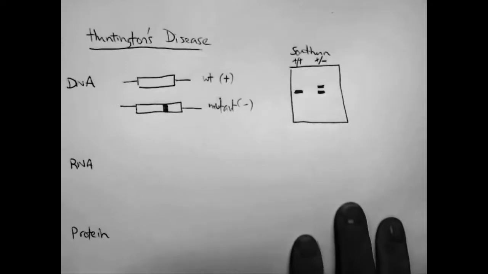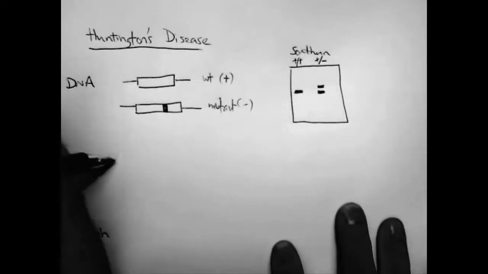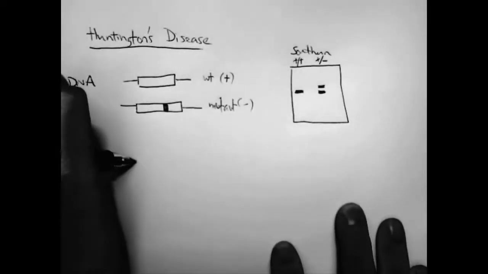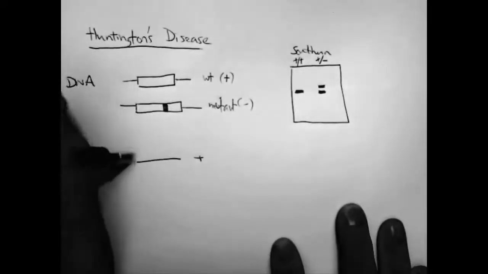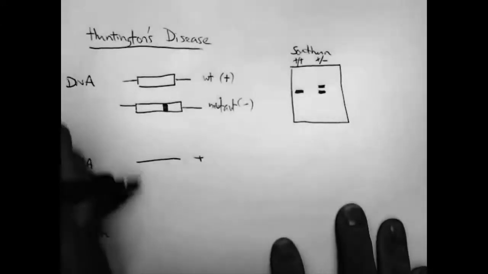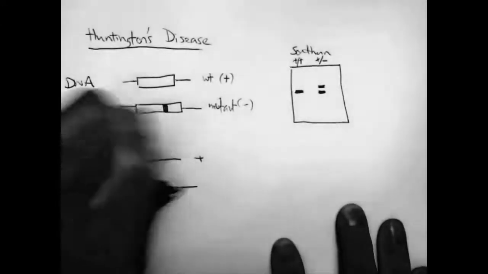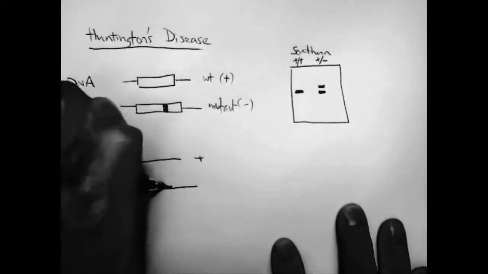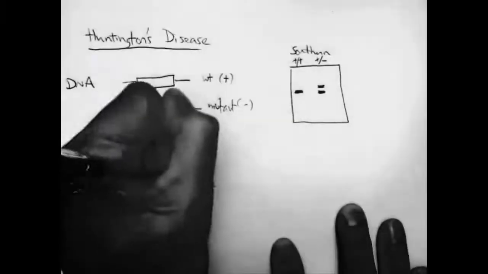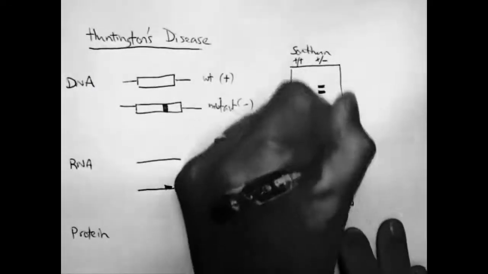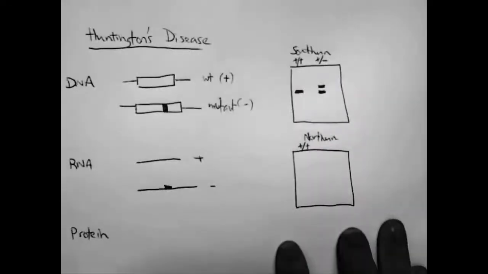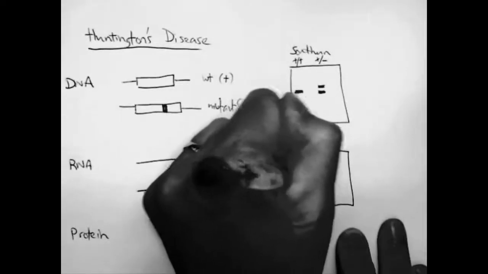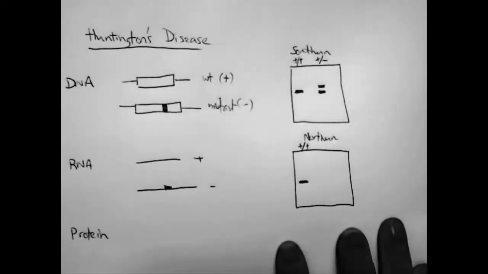If you then looked at the RNA that resulted from the Huntington gene, in the wild type individual, you would see a particular size of RNA, and in the mutant allele, that messenger RNA would actually be a little bit longer due to this insertion of extra bases in the middle. If you looked at a northern blot, a non-affected individual would have one messenger RNA for the Huntington gene, and just say that that ran at about that position on a northern blot.